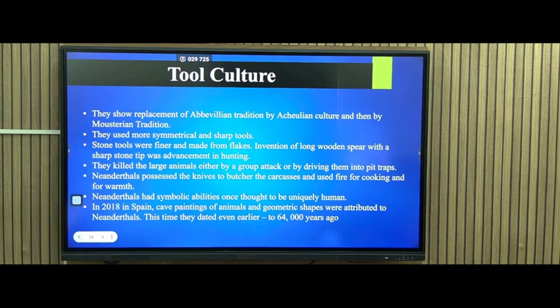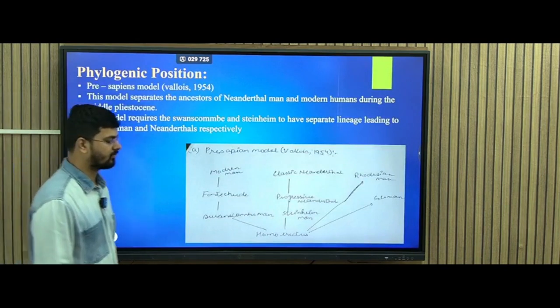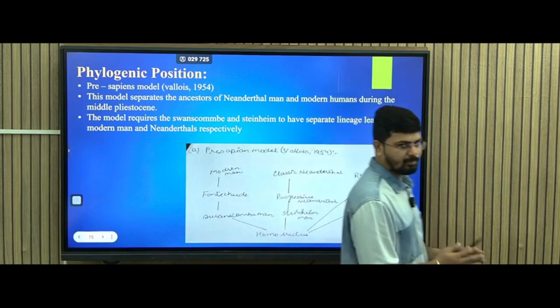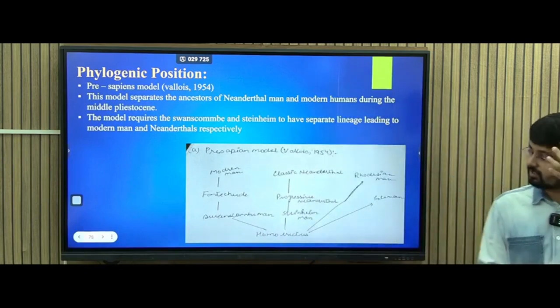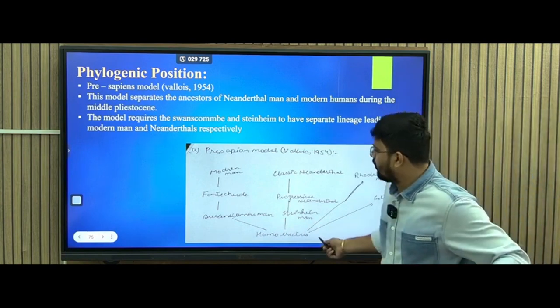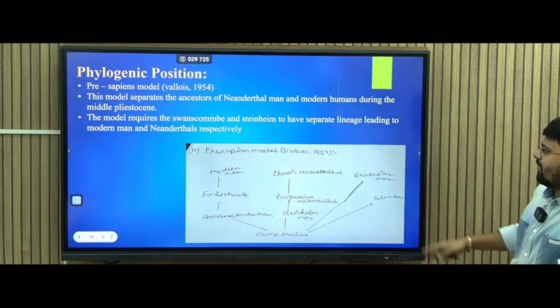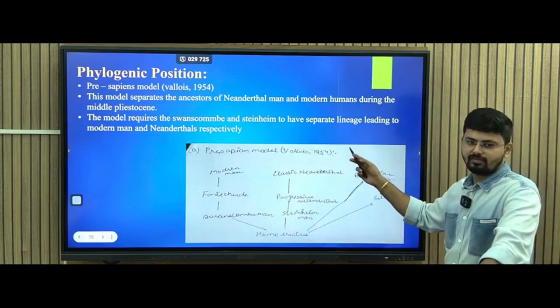So this is with respect to tool culture, which you can go through. And then you have phylogenetic position. In phylogenetic position, you have pre-sapien models, sapien models. You can look here that it is called the pre-sapien model, given by Wallace.